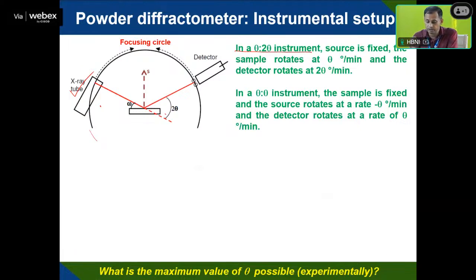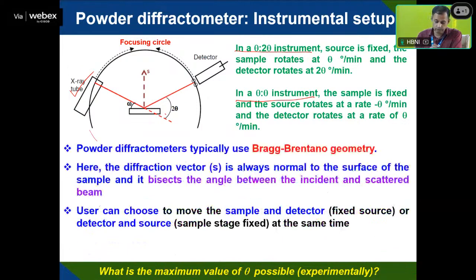In a theta 2 theta instrument, on the other hand, the sample is fixed and the source rotates at the rate of theta per minute, and the detector rotates at the rate of 2 theta per minute. That means in this case the sample is fixed. Earlier, in the theta to theta case, your source is fixed and other things are variable, but here the sample is fixed and the source rotates through this angle.